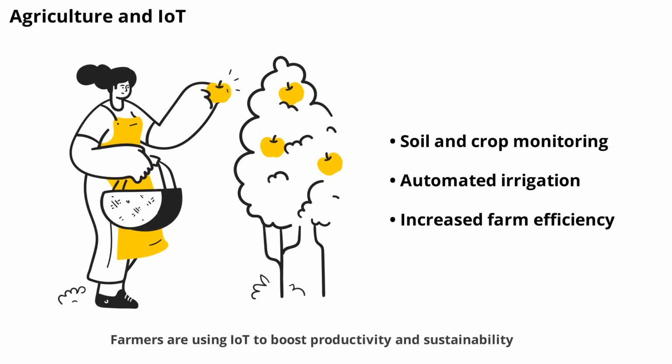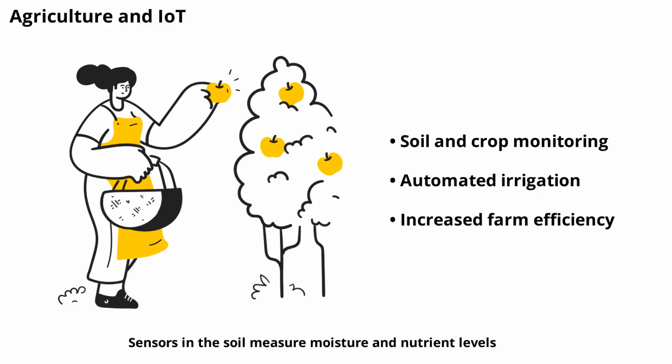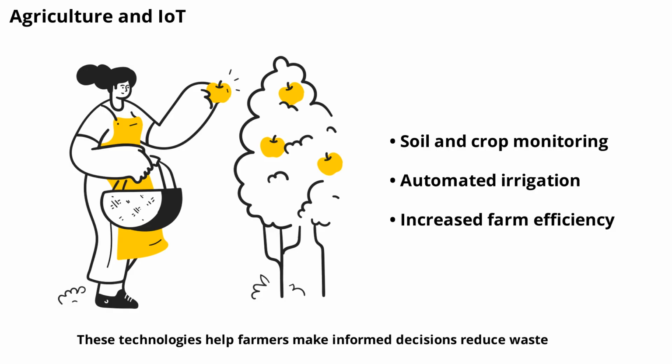Farmers are using IoT to boost productivity and sustainability. Sensors in the soil measure moisture and nutrient levels, while drones monitor crop health from above. Automated irrigation systems adjust water usage based on real-time data. These technologies help farmers make informed decisions, reduce waste, and increase yields, all thanks to the power of IoT.